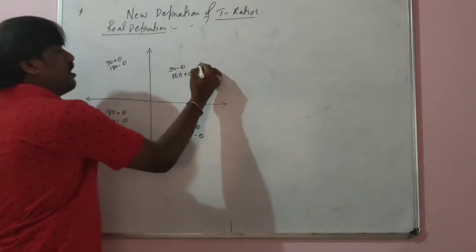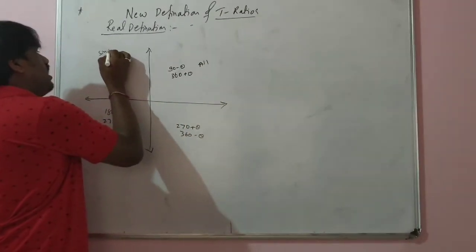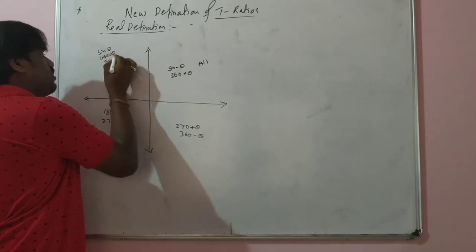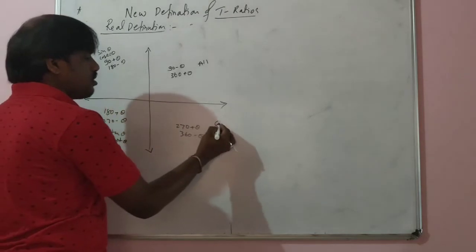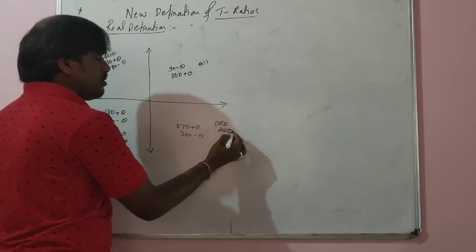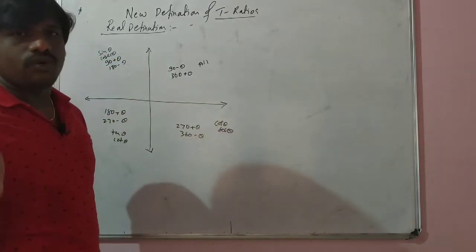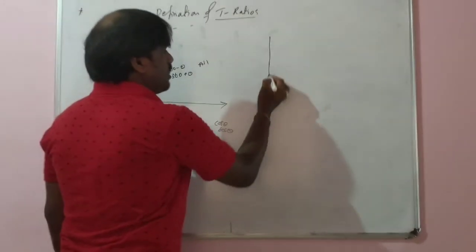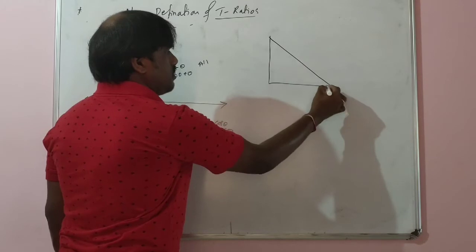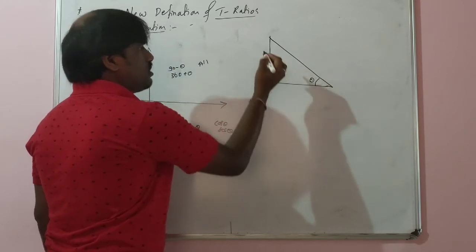And you understood all are positive here. Here you got sine and cosec positive, here you got tan and cot positive, here you got cos and sec positive, and you have come to know why they are positive, right? Now what I want to say here, if you are taking a right angle triangle, remember this one, I am just going to explain.